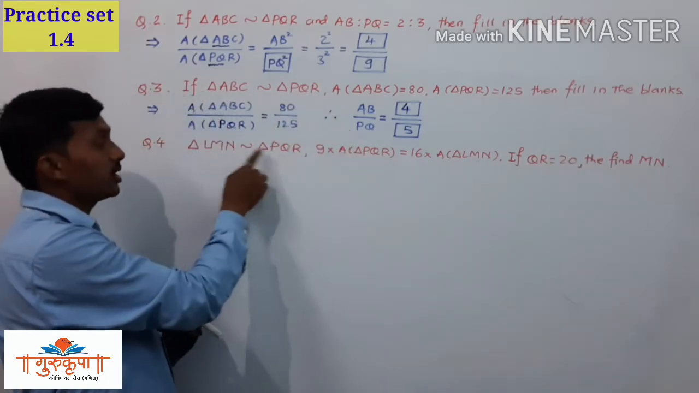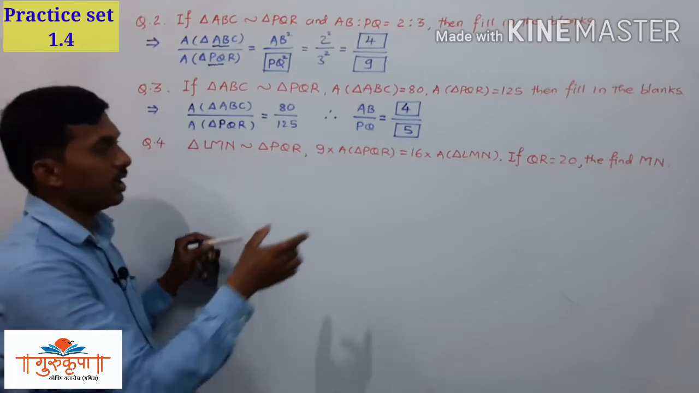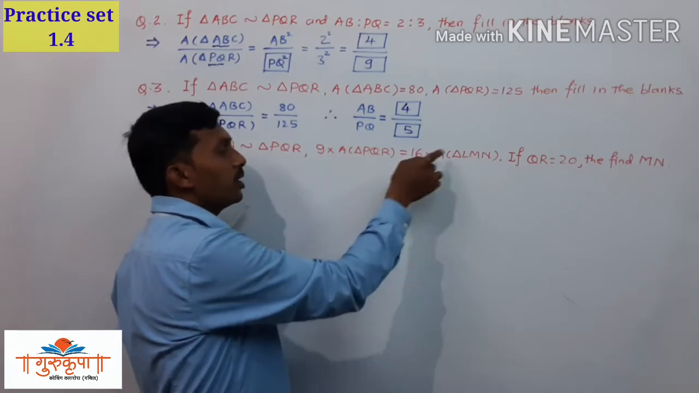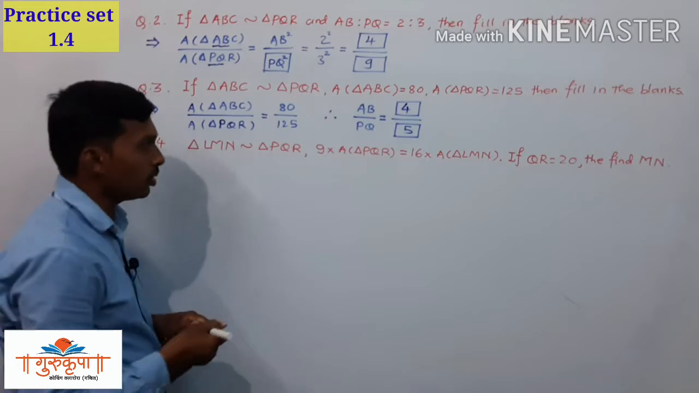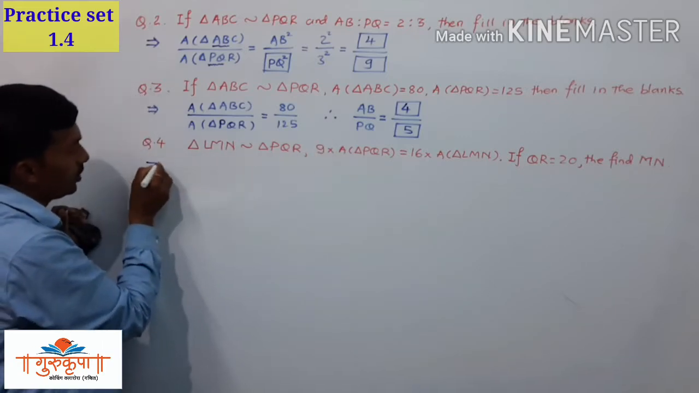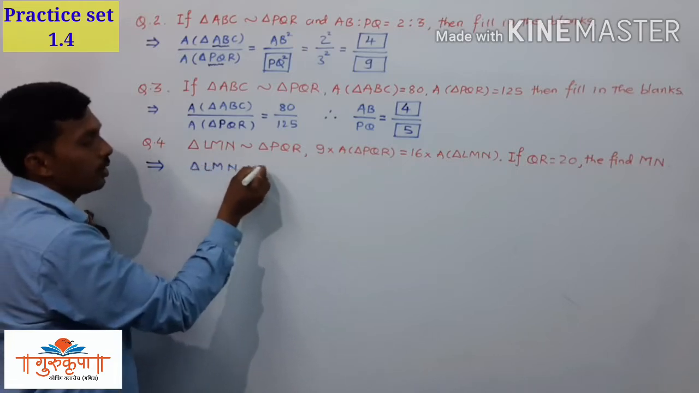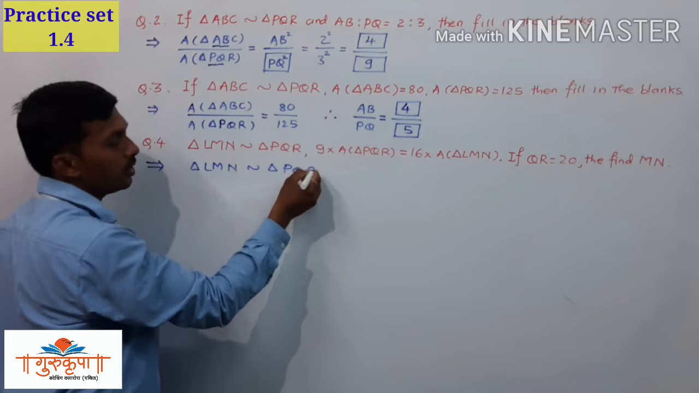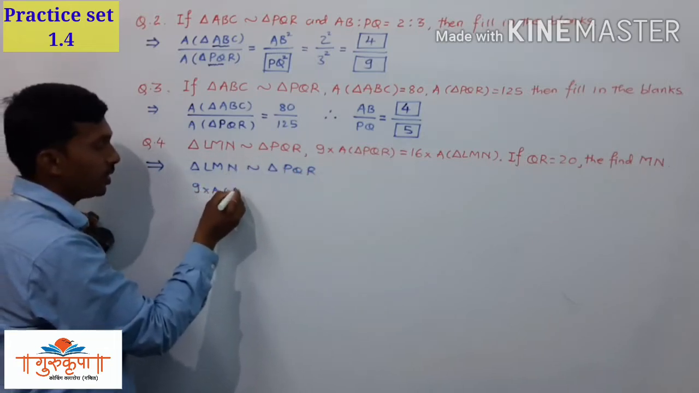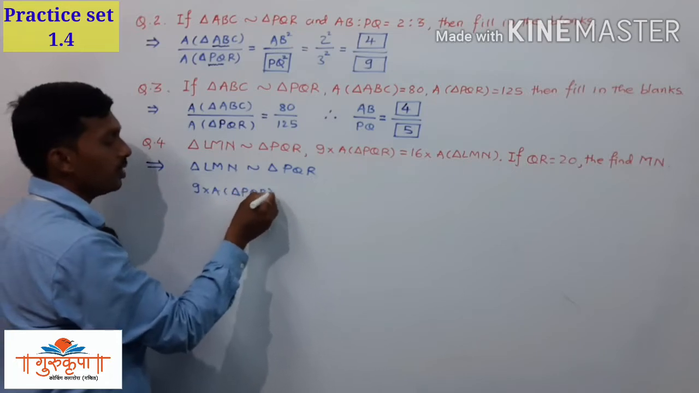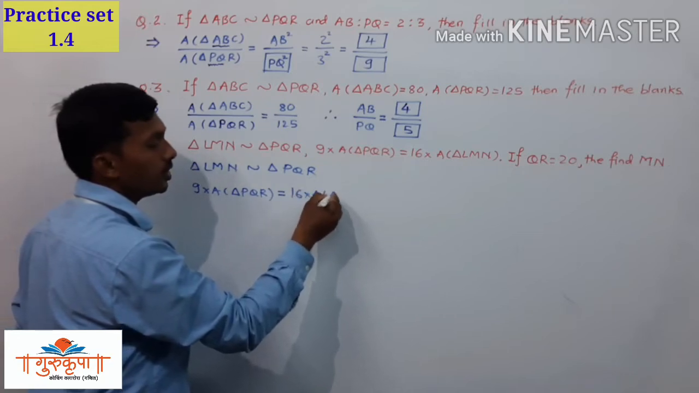Both the triangles are similar to each other, and we have given that 9 into area of triangle PQR is equal to 16 into area of triangle LMN. So we will write the given information first here. We have given that triangle LMN is similar to triangle PQR, that is given information. It is also given that 9 times the area of triangle PQR is equal to 16 times the area of triangle LMN.